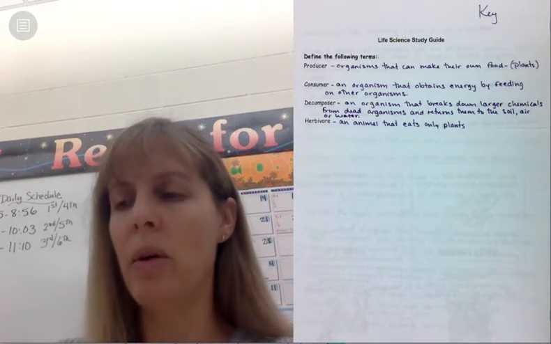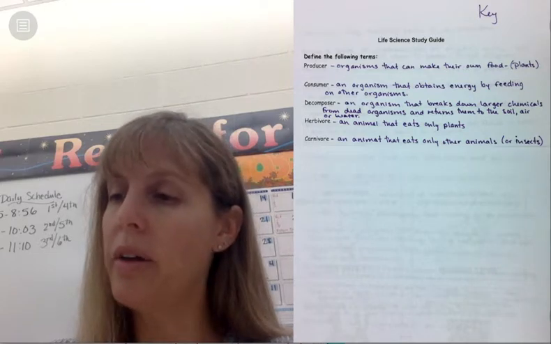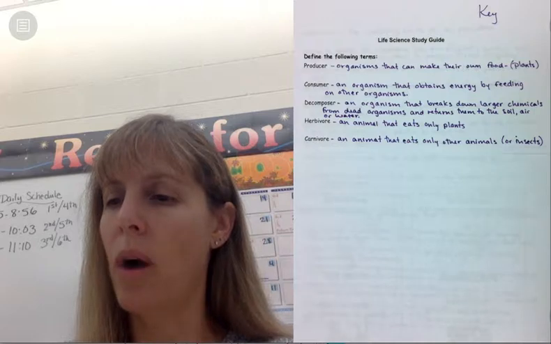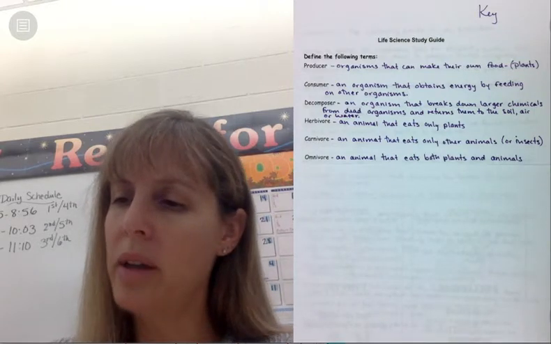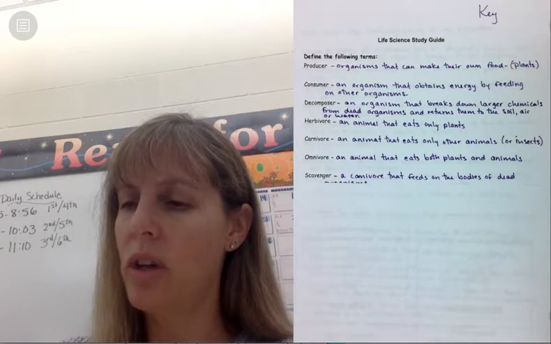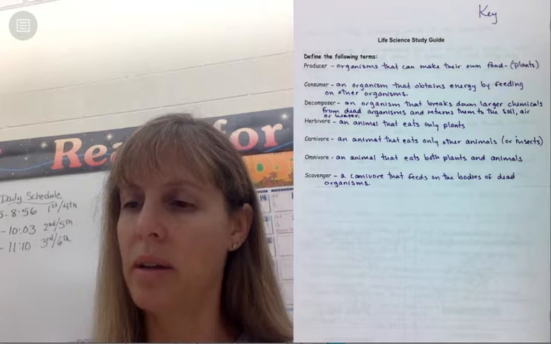Herbivore is an animal that eats only plants. Carnivore is an animal that eats only other animals or insects. Remember, if something eats an insect, it's a carnivore. An omnivore is an animal that eats both plants and animals. Scavenger is a carnivore, for our purposes, that feeds on the bodies of dead organisms.